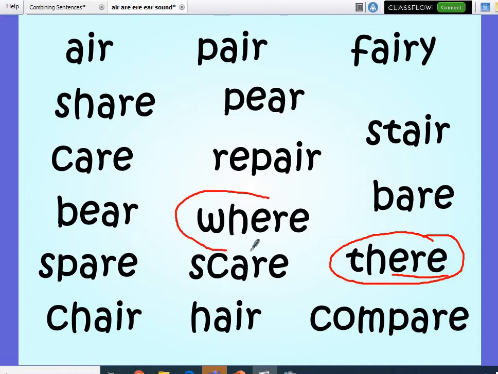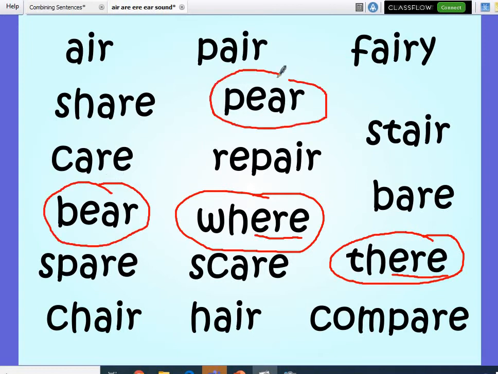Same thing for where. Yep. Even though it has E-R-E, it doesn't say ear, it says air. Where and there. And then, ooh, there's one right here. Bear. Oh, and here's another one. Pear. They have E-A-R. That's supposed to say ear. But it doesn't say ear in these two words. It says air. B-air. P-air. It says air. So be careful of these little rule breaker words that don't follow the rules.